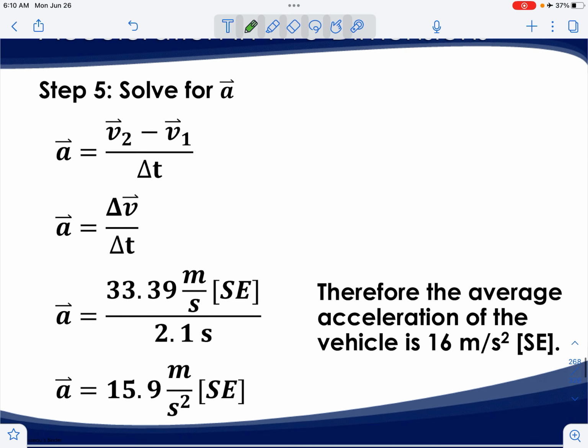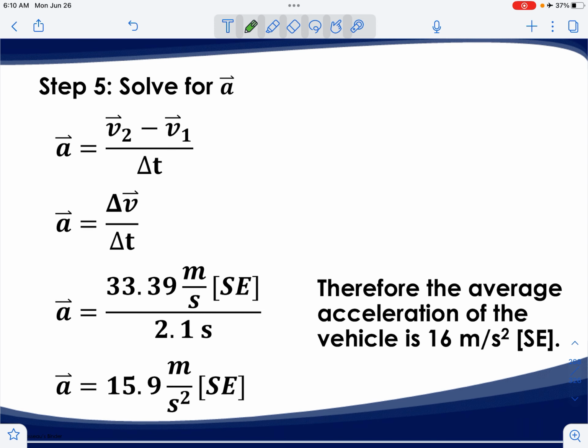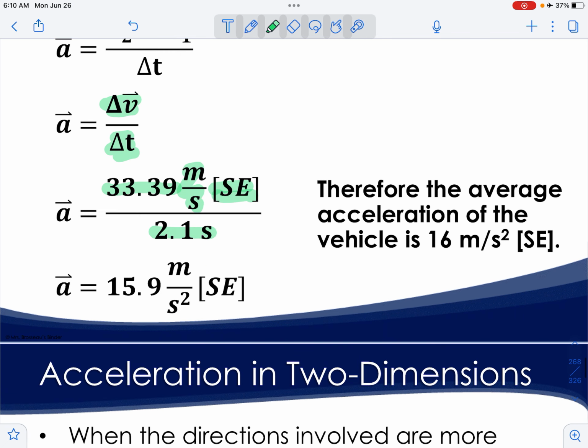Now to solve for acceleration, we take our delta V that we just found over delta T. Our delta V is 33.39 meters per second southeast over 2.1 seconds. We take that divided by that, and we get 15.9 meters per second squared southeast. Therefore, the average acceleration of the vehicle is basically 16 meters per second squared southeast.